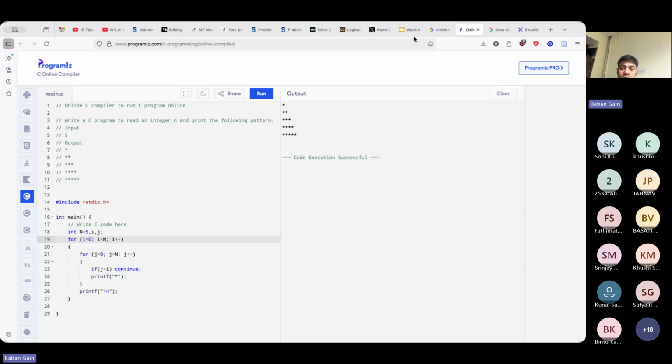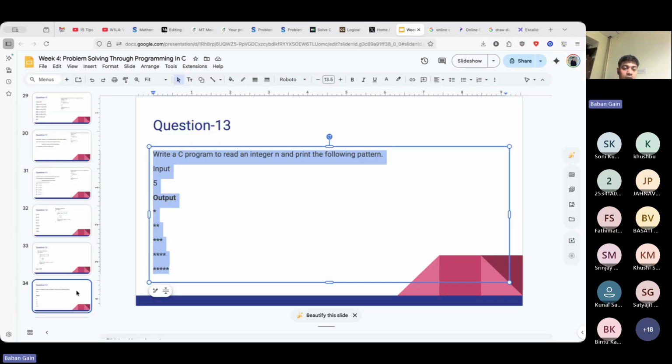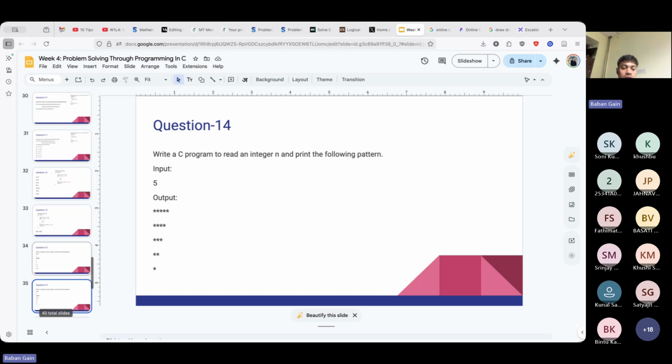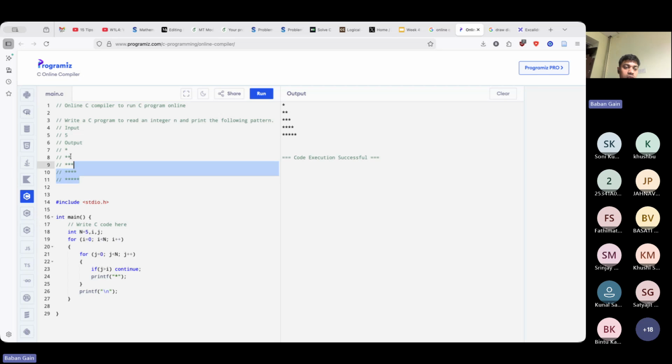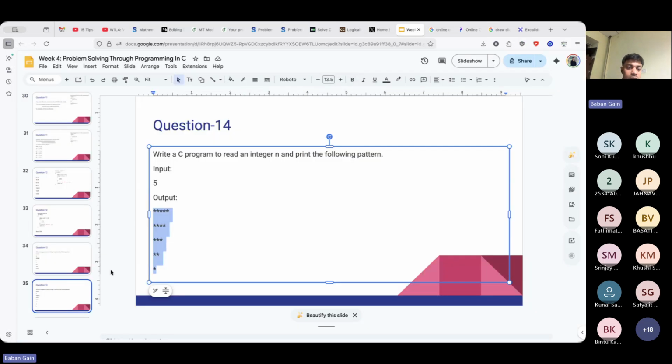This should work. Okay, then let me go to the next question, which is just the opposite of this. I want to print this. What should I do? Assume the questions are the same thing. Here, what should I write to get a different pattern like this?